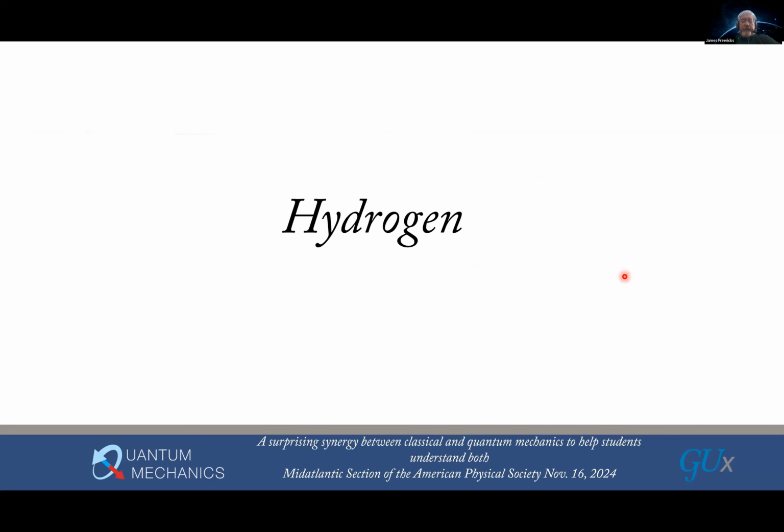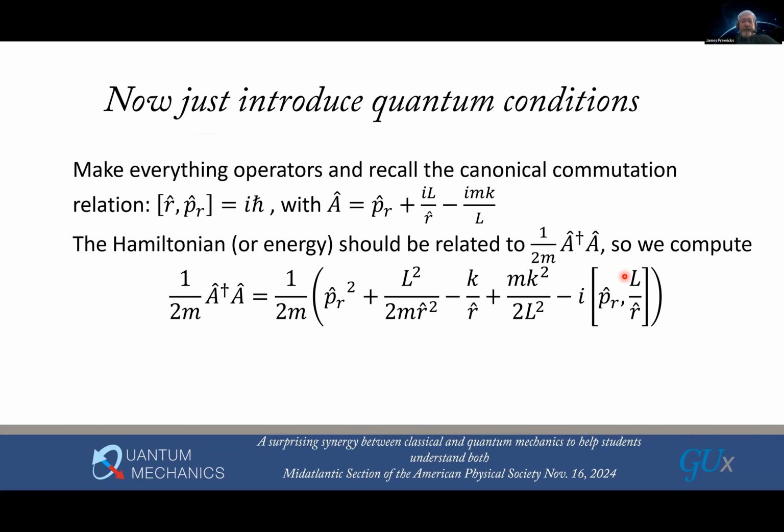Now, how do I do the mapping to hydrogen going into quantum mechanics? It's the same thing as we did before. We now introduce the quantum commutator, canonical commutation relation between the radial operator and the radial momentum. Commutator of R with PR is I h bar. We elevate A to an operator, PR hat plus I over L R hat minus IMK over L. L is a number here, not an operator. And I'll show you why that comes out as we complete the derivation. All right, so the Hamiltonian should be related to 1 over 2m A dagger A. So we just compute that.